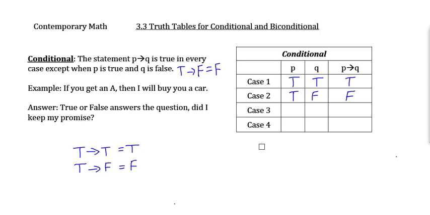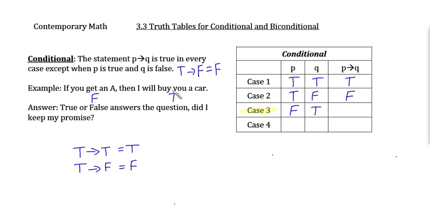So let's take a look at case number 3. And this is probably going to be the toughest one to wrap your brain around. So remember, case 3 was P is false and Q is true. So let's see what it means in our example. So if you get an A, this is going to be false, which means you did not get an A. Then I will buy you a car. So buy you a car is true, meaning I bought you a car anyway. So here's the question, did I keep my promise?